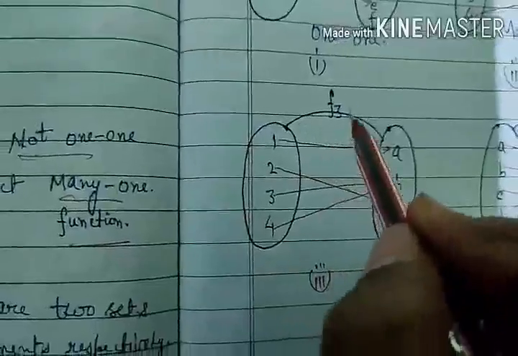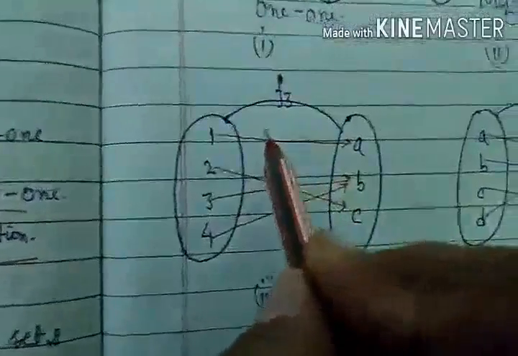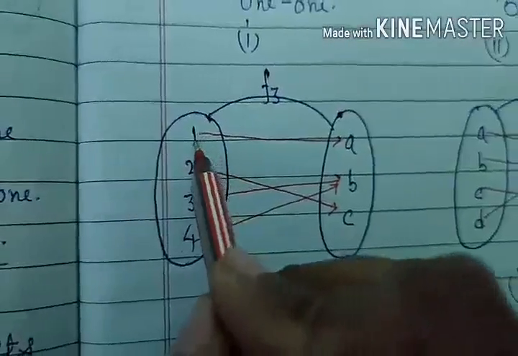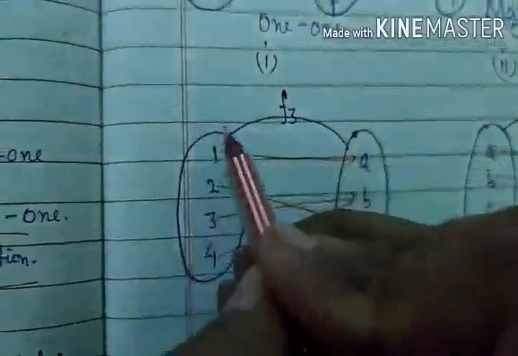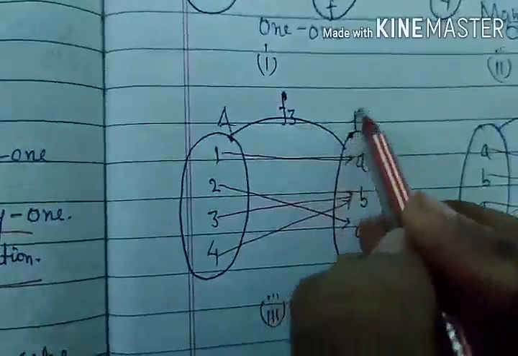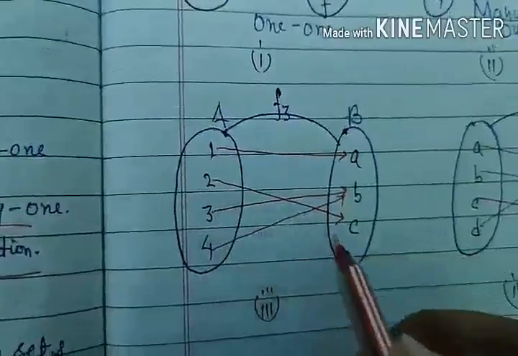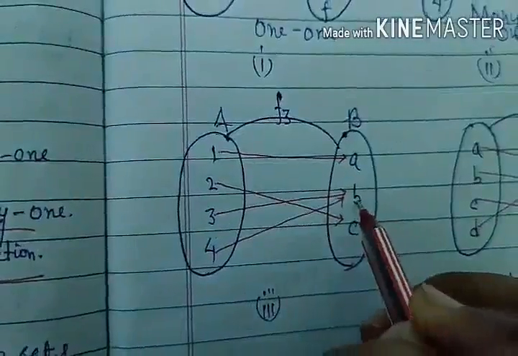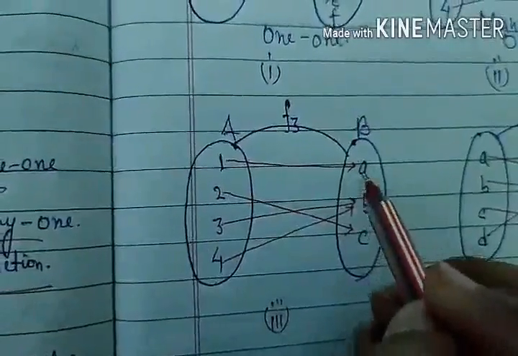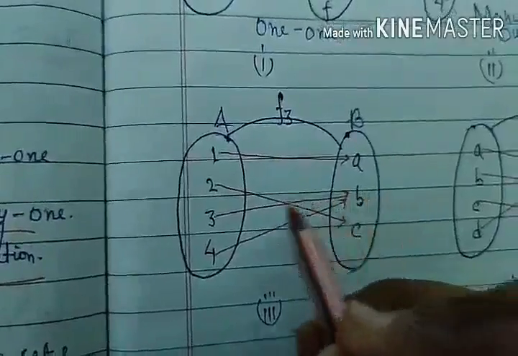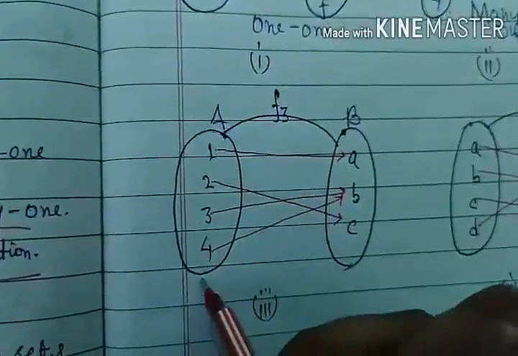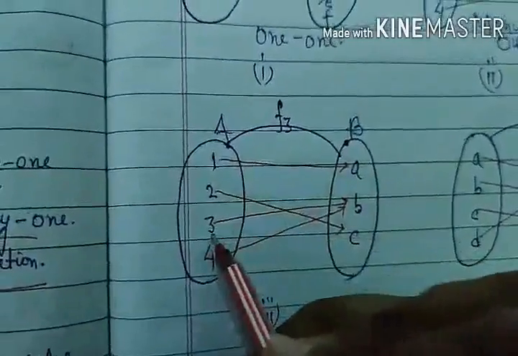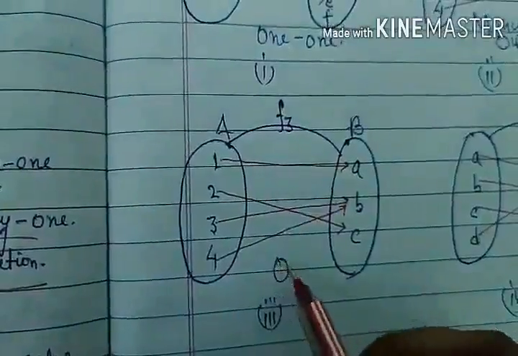Now another function F3, if you see that here 1 is mapped on A from set A to set B, and 2 is mapped on C, 3 on B, 4 on B. Each element in B has pre-images. So this kind of function we can say is onto.